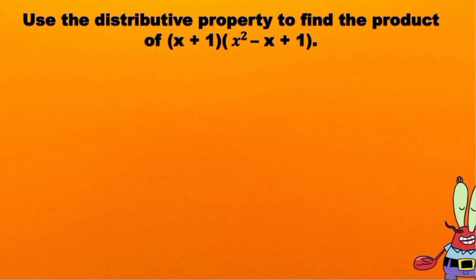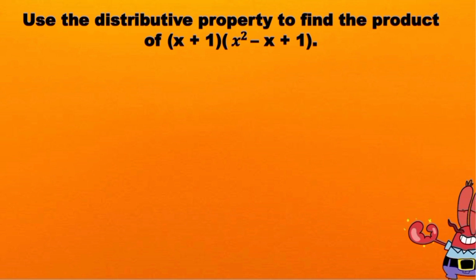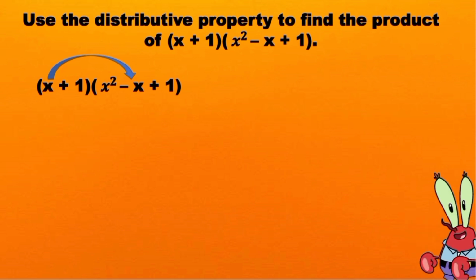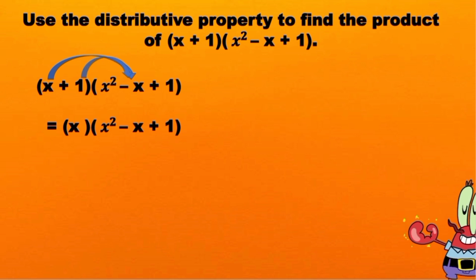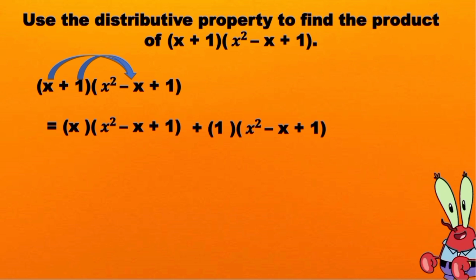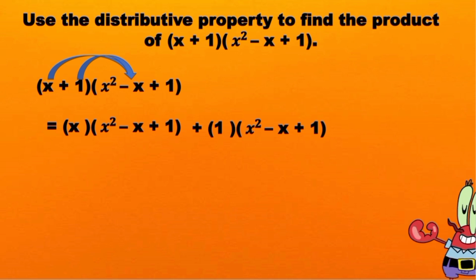Use the distributive property to find the product of x plus 1 and x squared minus x plus 1. Now this is our given. We multiply x by x squared minus x plus 1. Then we multiply 1 times x squared minus x plus 1. Now let's multiply all the factors.